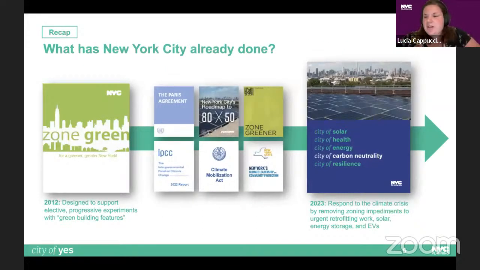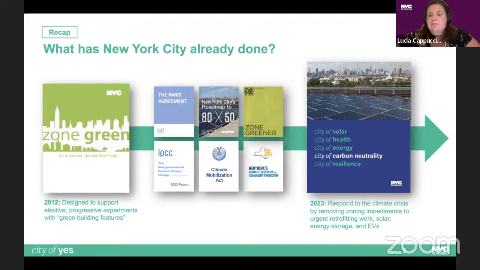So when it comes to our department's research, we're building on a strong foundation, namely Zone Green from 2012, and many reports that have been authored since then. In some ways, you can think of our research now as a follow-up to Zone Green. So it's a chance to revisit work that was done 10 years ago and adjust it in light of the technological and legal changes that have happened since that report.